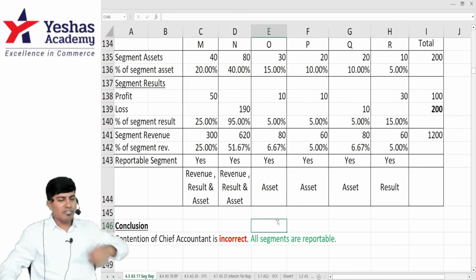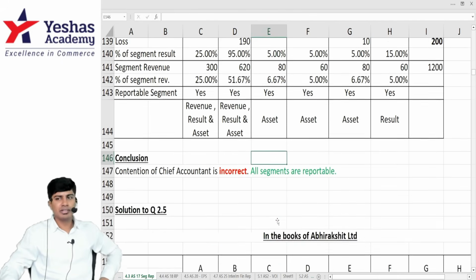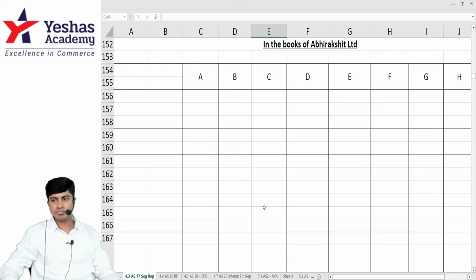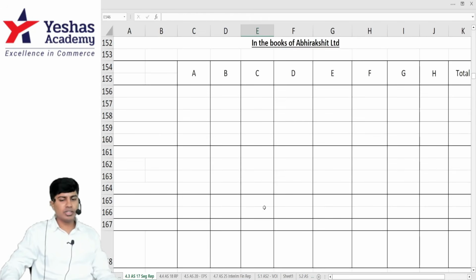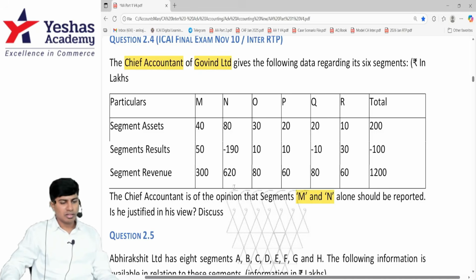Shall I do 2.5, Abhirakshit Limited? How many of you already finished? Nice. Should I only show the answer or should I solve?